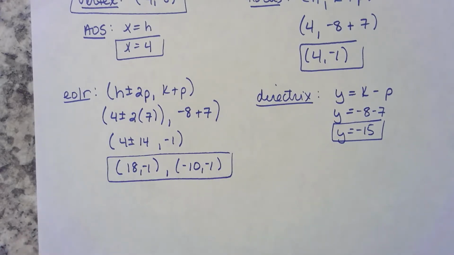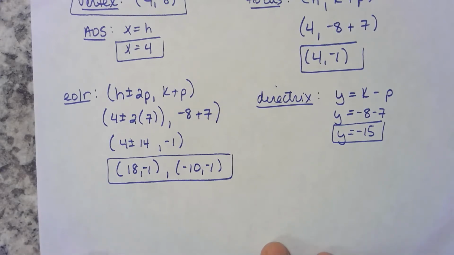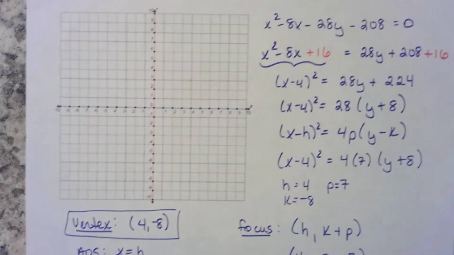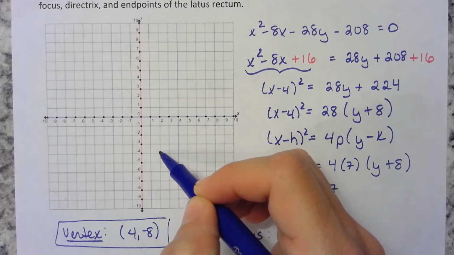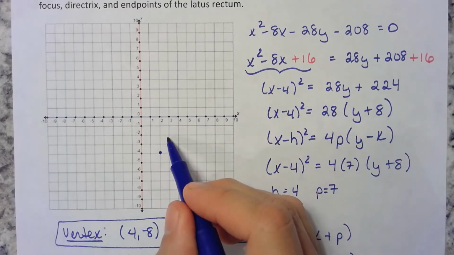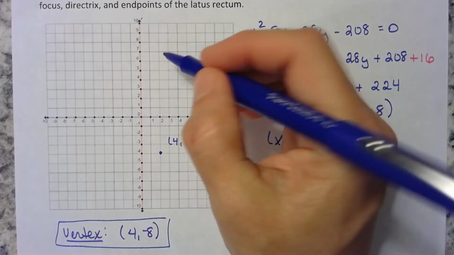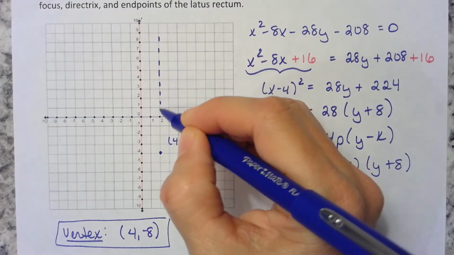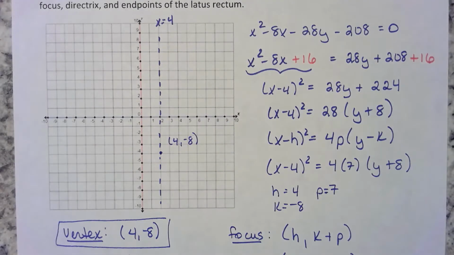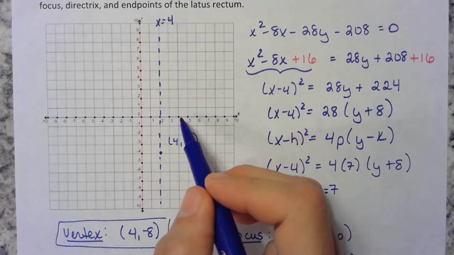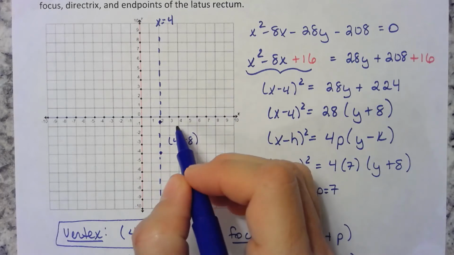So what I'm going to do is count by twos again on this grid and sketch everything as best I can. So first we have the vertex, which is (4, -8). So that'll be 2, 4, and 2, 4, 6, 8. So this would be the point (4, -8). Our axis of symmetry is x equals 4. Our focus is (4, -1). So 2, 4, -1.